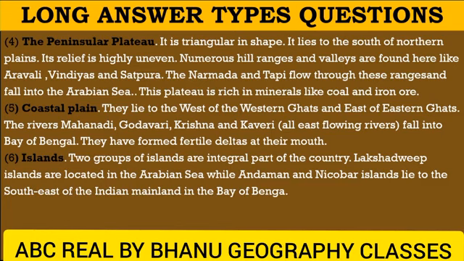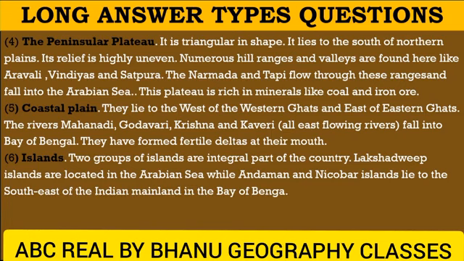Fifth, the coastal plains. They lie to the west of the Western Ghats and east of the Eastern Ghats. The rivers Mahanadi, Godavari, Krishna and Kaveri, all east flowing rivers, fall into the Bay of Bengal. They have formed fertile deltas at their mouths.